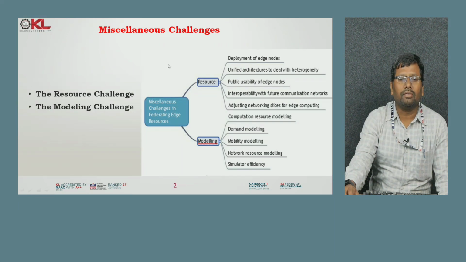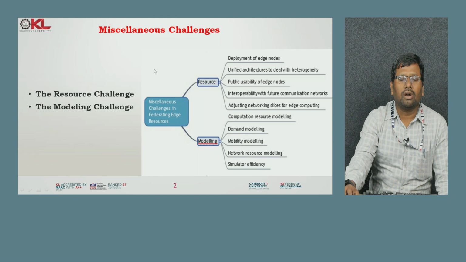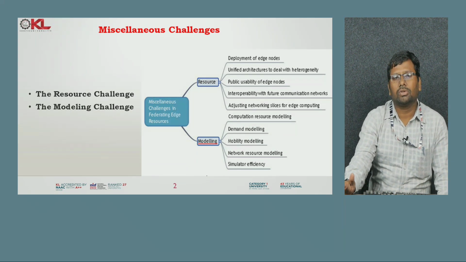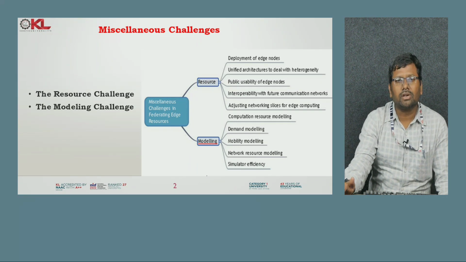Though there are many challenges, when we talk about the miscellaneous challenges, we could categorize them into two categories. What are they? Resource challenges and modeling challenges. The challenges that we are facing with respect to the edge computing concept could be categorized into many types, and we are discussing in this session the miscellaneous challenges. That doesn't come under a particular category, but still they exist. We could classify these kinds of challenges into two major categories: one is resource based challenges, another is modeling based challenges.